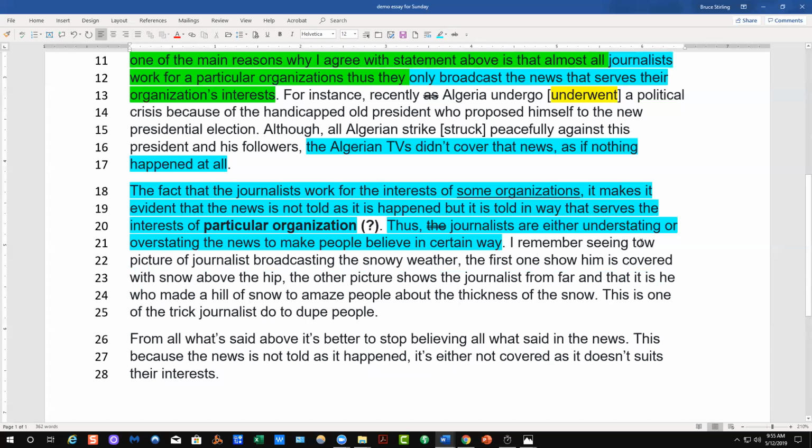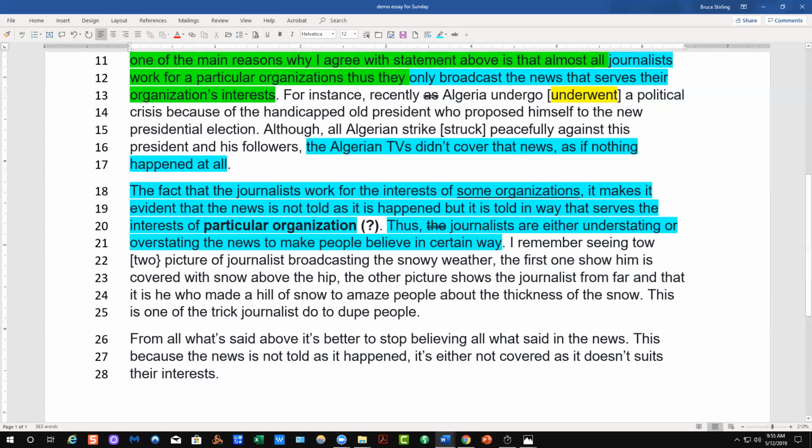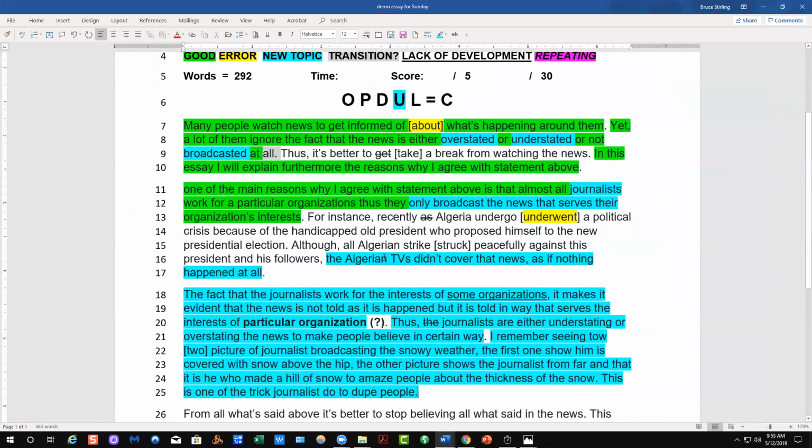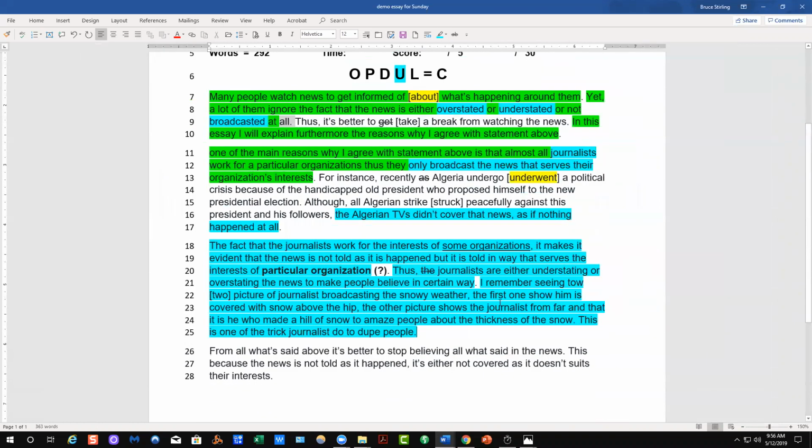Okay, let's continue. I remember seeing two. I guess that's two, right? Two pictures of journalists broadcasting the snowy weather. The first one showed him in snow above the hip. The other picture shows the journalist from far. So basically, they're talking about the weather. I'm not sure. This is one of the tricks journalists do to dupe people. So as you can see, our code blue is suddenly appearing.